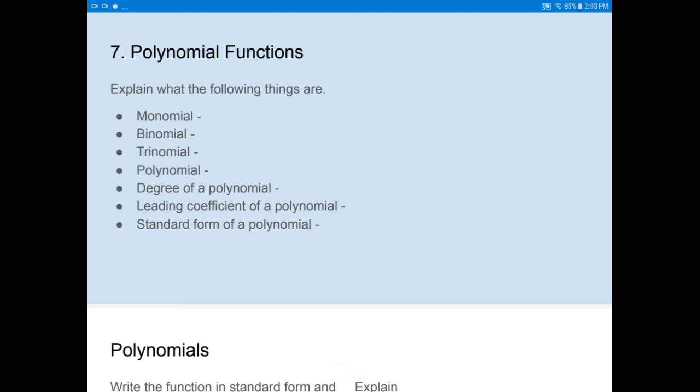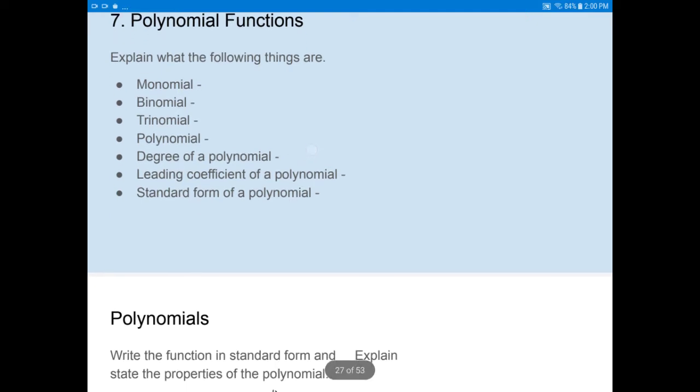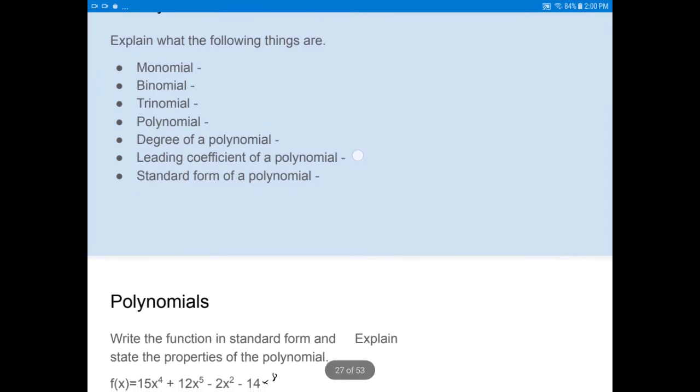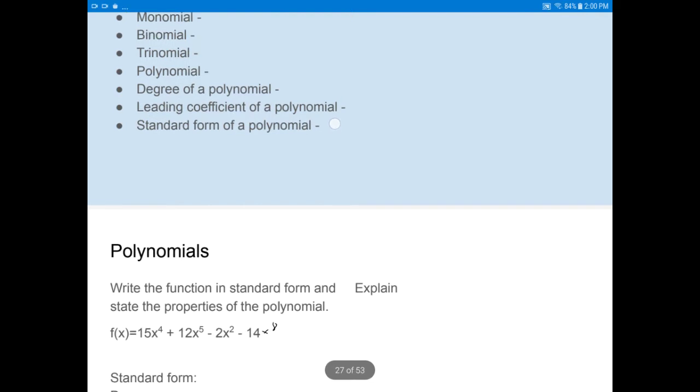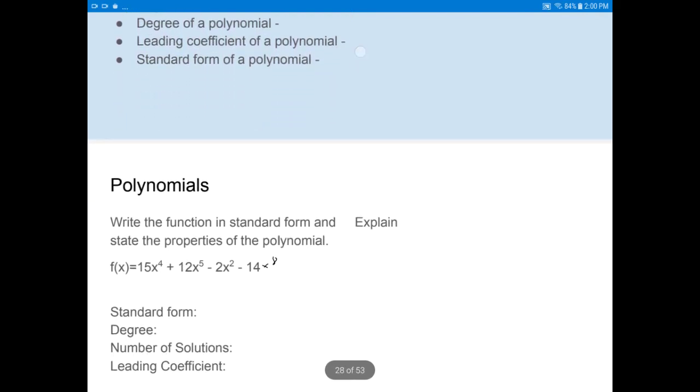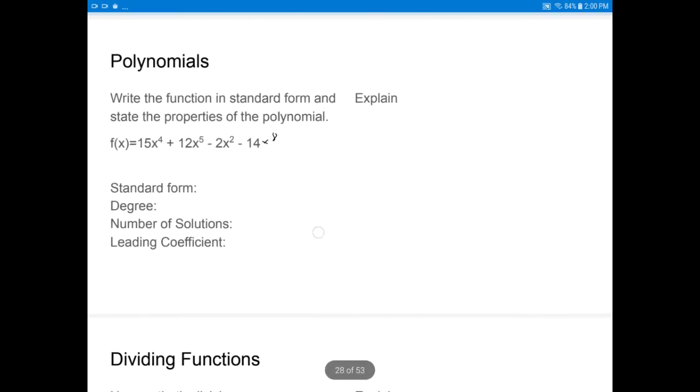So a monomial has one term, binomial has 2 terms, trinomial has 3 terms, polynomial has more than one term. The degree of a polynomial is its highest exponent. Leading coefficient is the number in front of the variable that has the highest exponent. Standard form goes from highest to lowest degree. So let's get into this example.